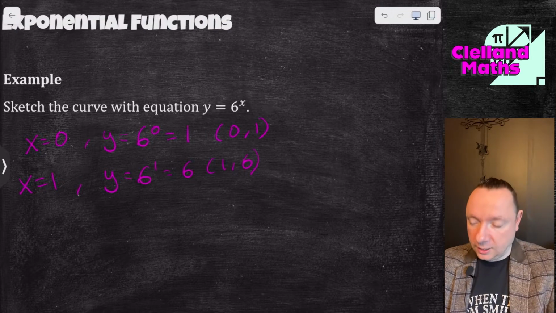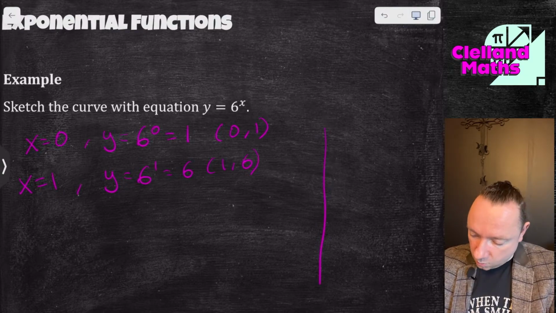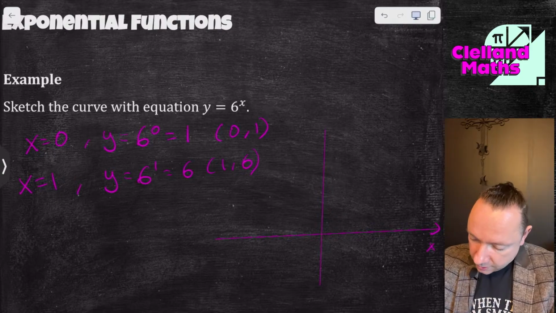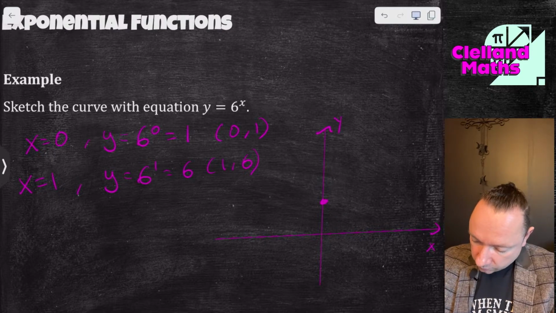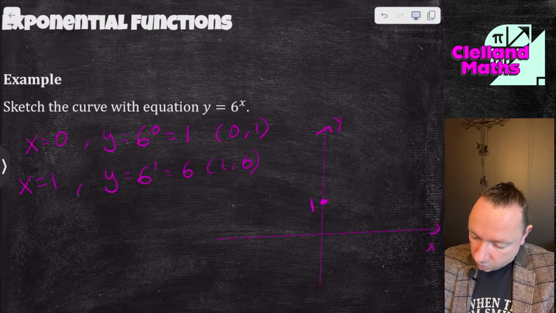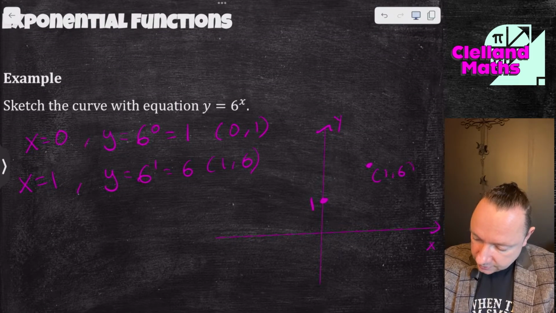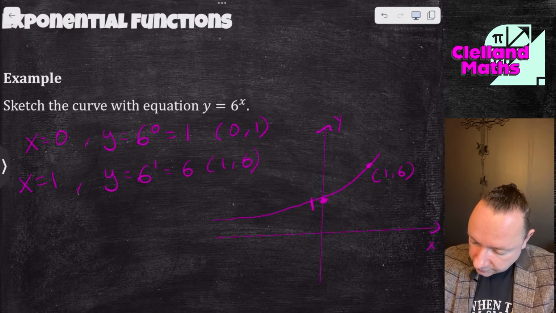And we always get the same shape. So we draw the y and x axes, just a little curve sketch. Note the point 1 on the y-axis. And then along 1, up 6, we'll call that (1, 6). And it's a curve that goes like this.